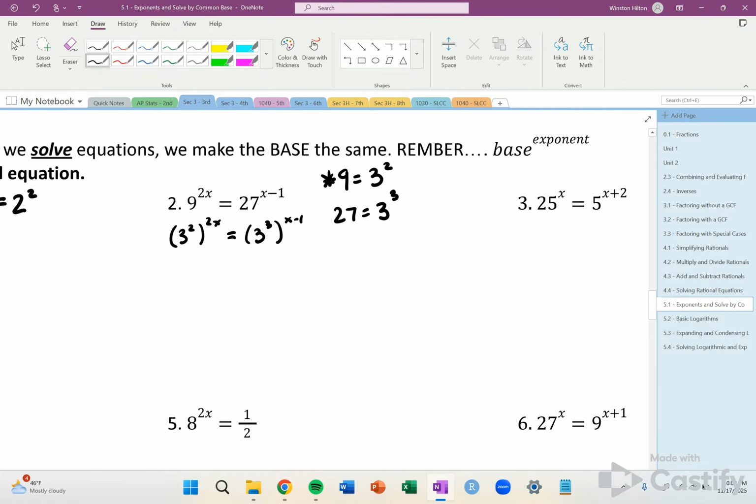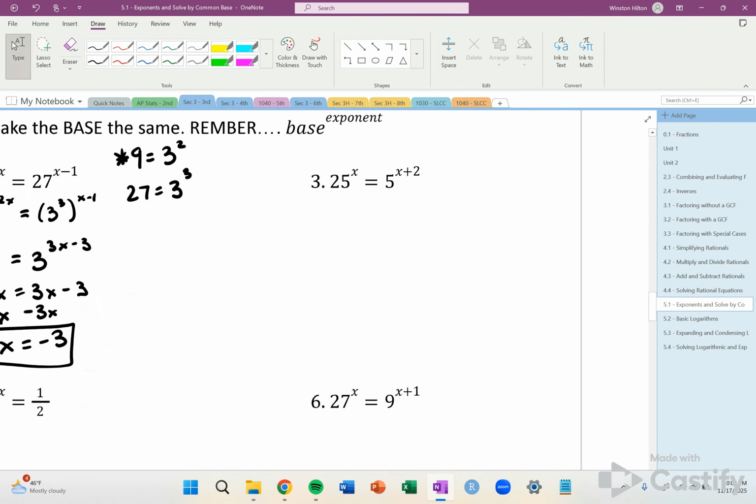Now, again, we have exponents to a power, so we multiply those powers. We get 3 to the power of 4x is equal to 3 to the power of 3x minus 3. We can drop those bases because they are the same. We get 4x equals 3x minus 3. Let's get all the x's on one side, and we find that x equals negative 3.